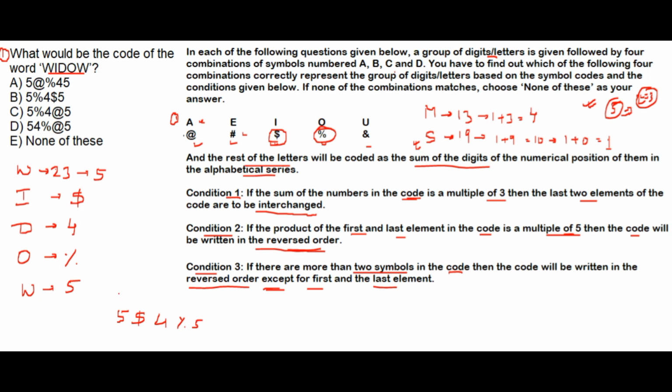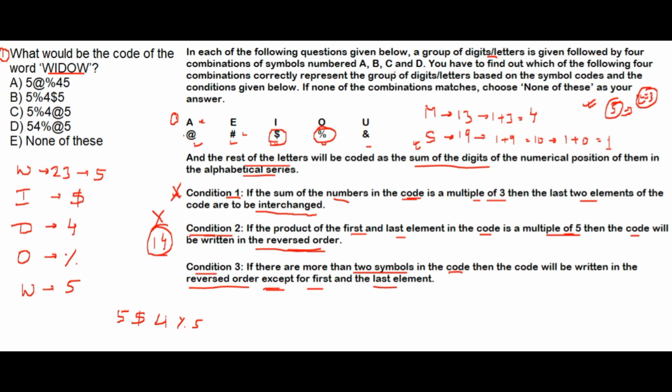Now see the conditions. Condition number 1 is saying that if the sum of all the numbers of the code is a multiple of 3. So what is the sum of all the numbers of the code? 5 plus 4, 9, 9 plus 5, 14. It is not a multiple of 3. So condition 1 is not going to be satisfied.